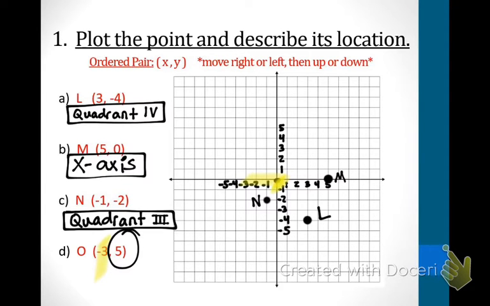Next up, this one right here is going to be my Y. Does Y go up and down or left and right? Up and down, okay? So now I know it's a positive 5, so I'm going to go ahead and take that and move up here to that point, okay? So I'll go ahead and plot my point. I went left 3 and up 5. And what is that point called? Point O. Which quadrant is that in?